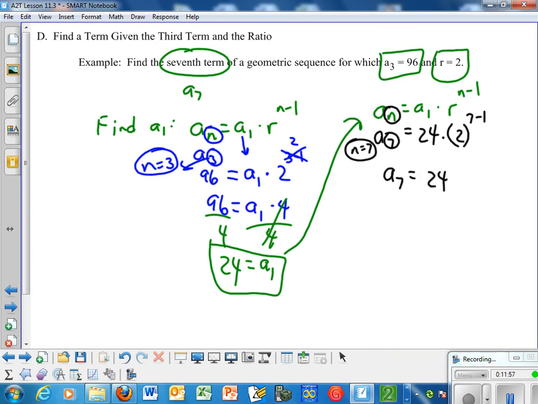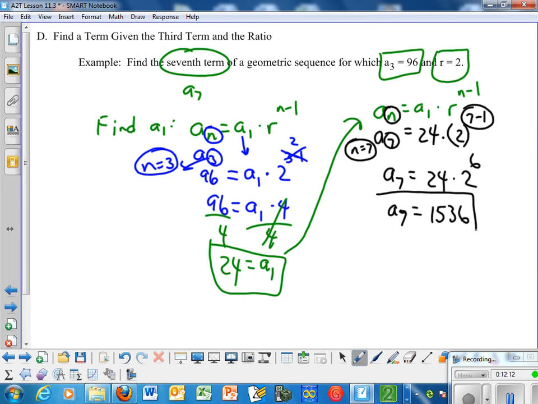I'm going to take 24 times 2 to the 6th power, and find 2 to the 6th, then multiply it by 24. You could do that with the calculator. That should give you 1,536. There's my seventh term.